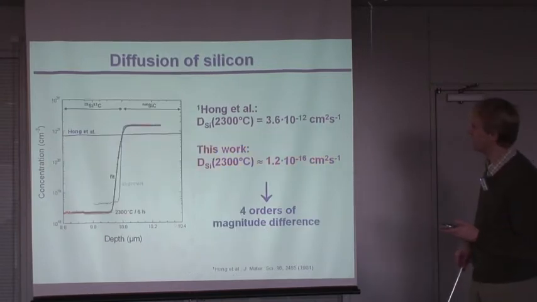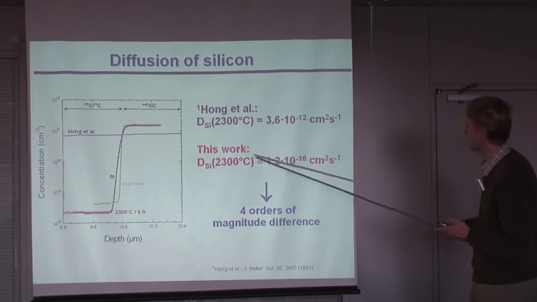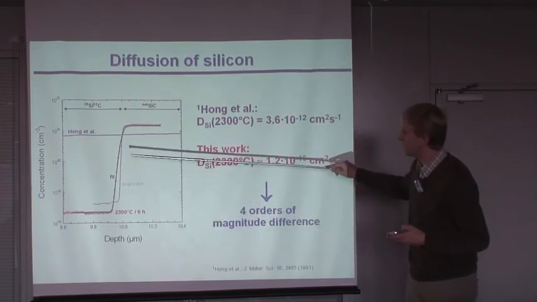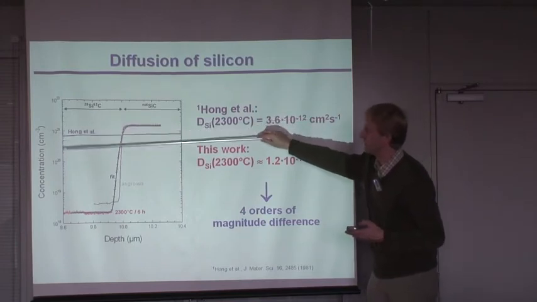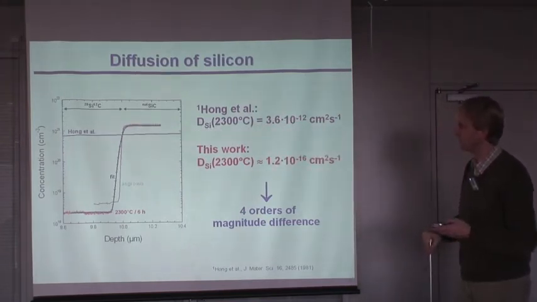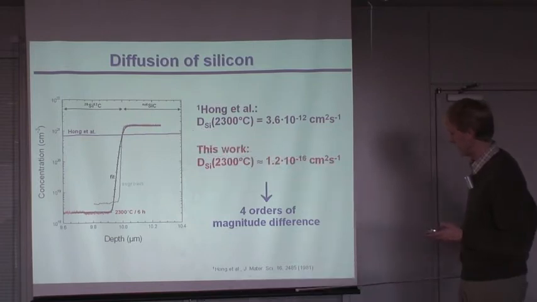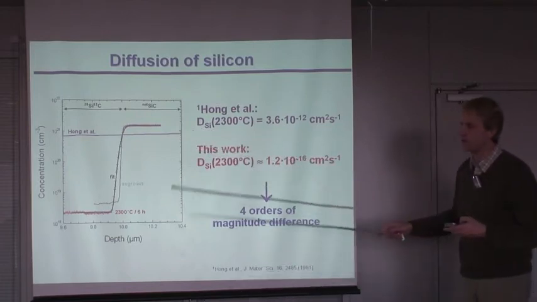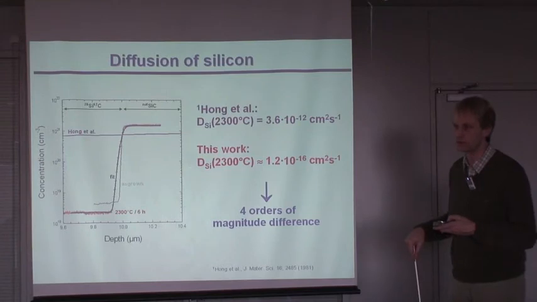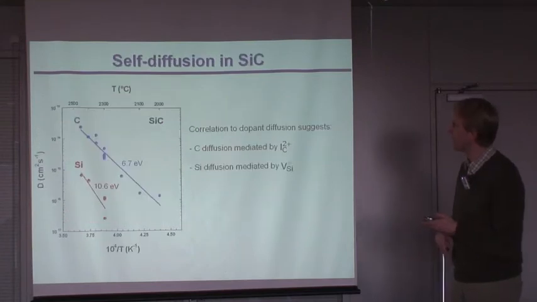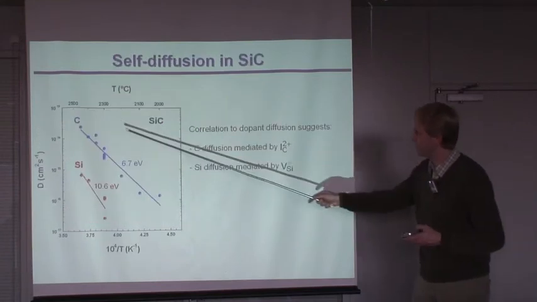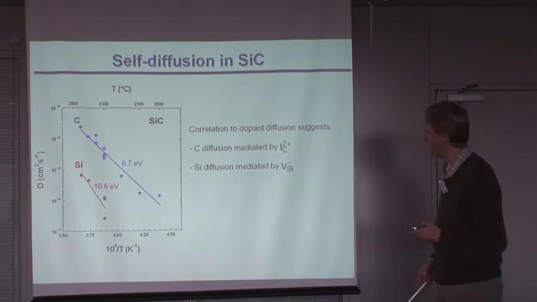The same in the case of silicon. So this is our work, and here it's about 4 orders of magnitude lower values than what one would expect in the case of Hong et al. Of course, the reason is also that at that time, it was '81, the quality of silicon carbide was not as good as it is today. And yes, as a consequence, here are the diffusion coefficients as a function of the inverse temperature.